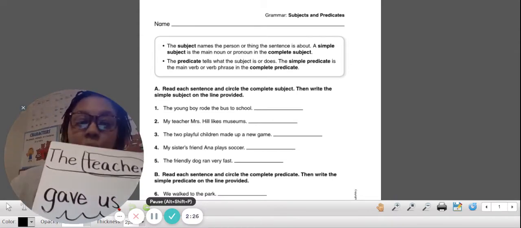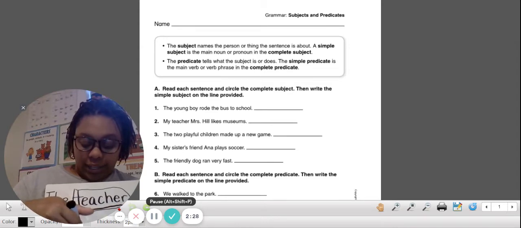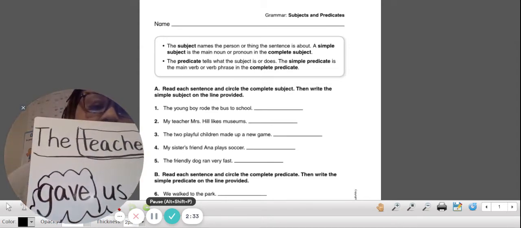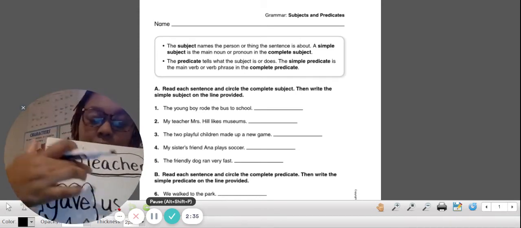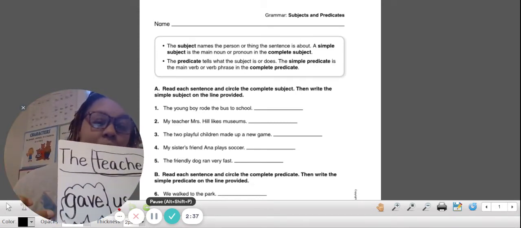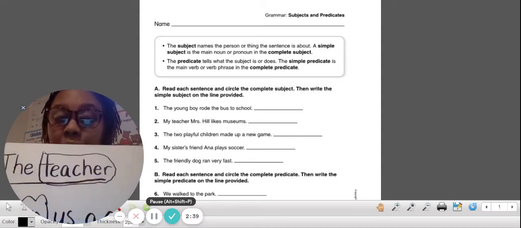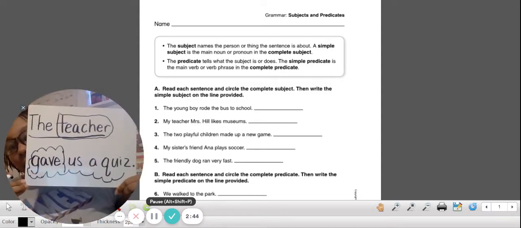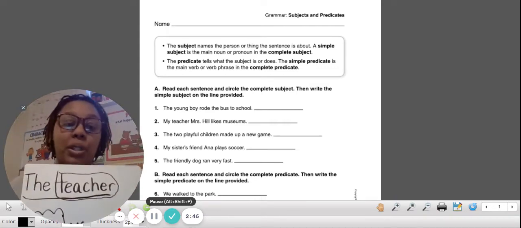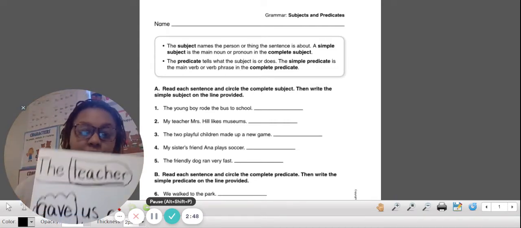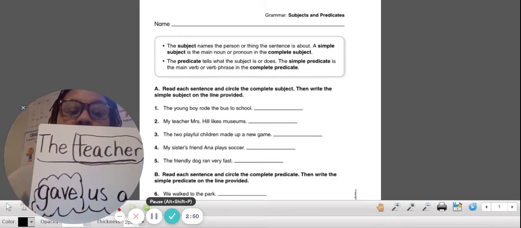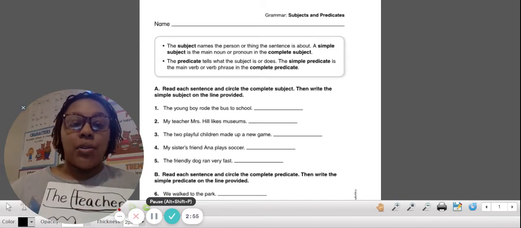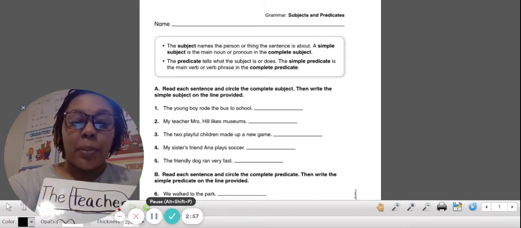Gave us a quiz, we're going to look at just gave as our simple predicate because that's what the teacher did. The teacher gave us something. So the complete subject would be the teacher. The complete predicate would be gave us a quiz. The simple subject would be just the word teacher, and the simple predicate would be just the word gave. So let's try again using our worksheet. Get your pencil and papers ready.